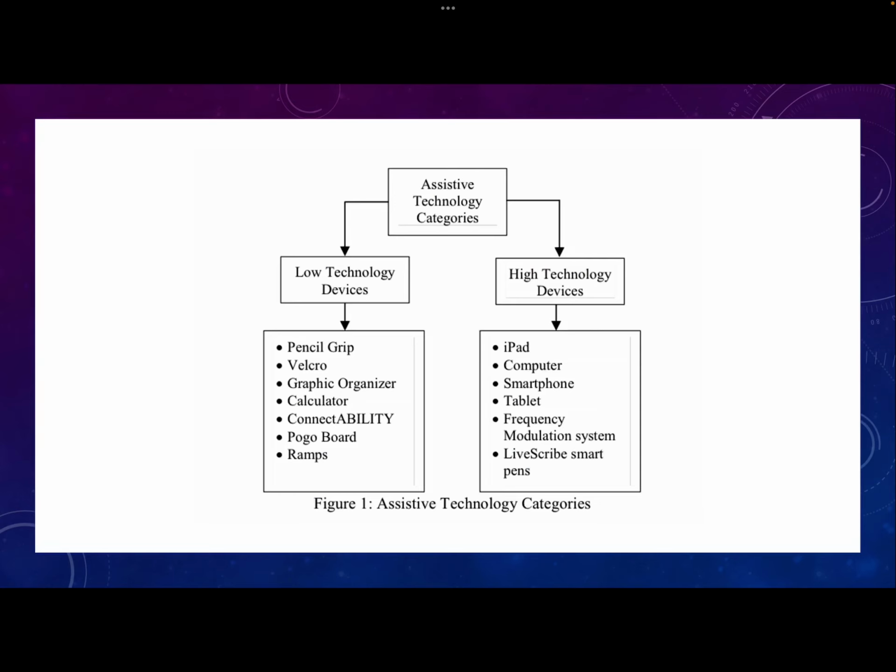These are the 2 types of assistive technology categories that they define in the article. The first is low technology devices, which they define as not having a power source. So that's your pencil grips, Velcro, a graphic organizer, a calculator, ramps. And then the high technology devices that do require a substantial amount of power, which is an iPad, computer, smartphone, anything when you think of technology having to do with a phone or a computer.